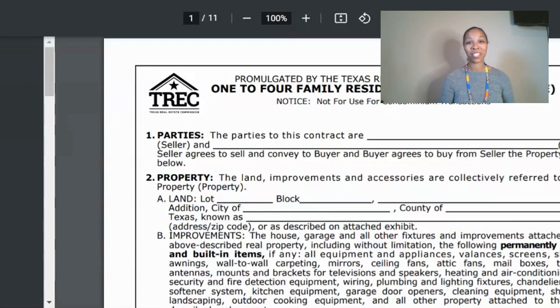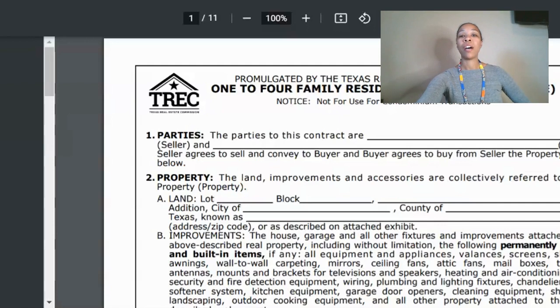I am not going to read this to you word for word, but I am going to highlight what you can expect to see in your 1 to 4 family residential resale contract so that you can know what to expect. So come with me on this journey.